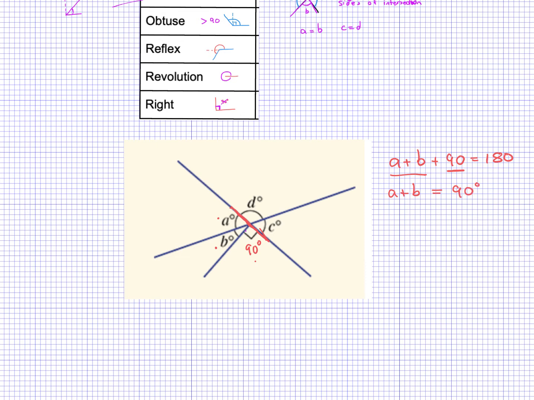I could also see that I have a straight line here and a straight line here, which means I have some vertically opposite angles to deal with. So A is opposite C, which means that A equals C. I don't have an angle opposite D because this third line is coming in here and wrecking the angle, but that's all right. We can move past that.